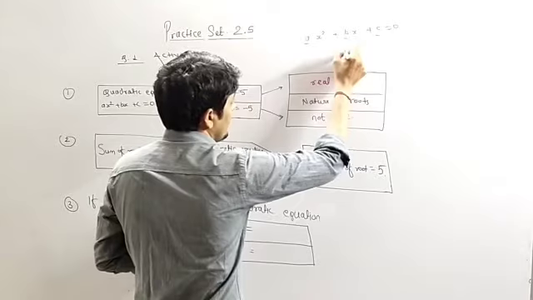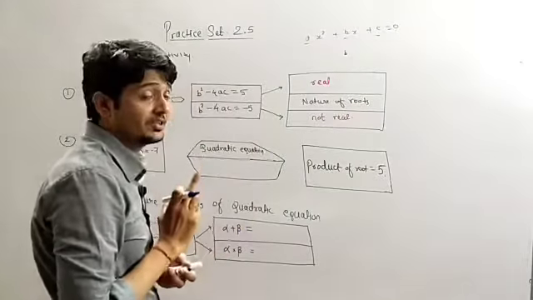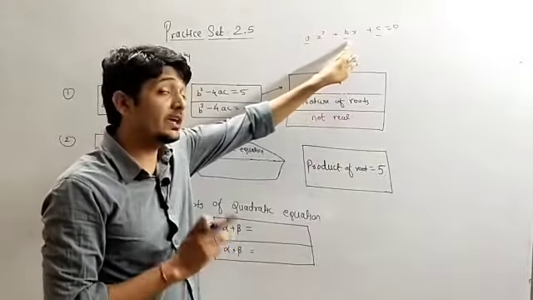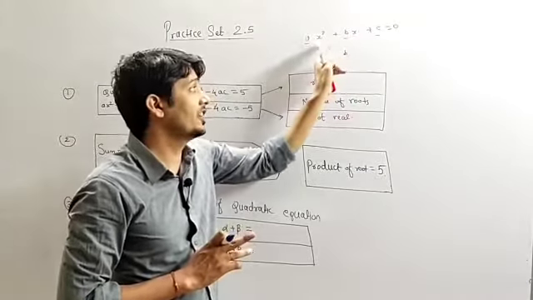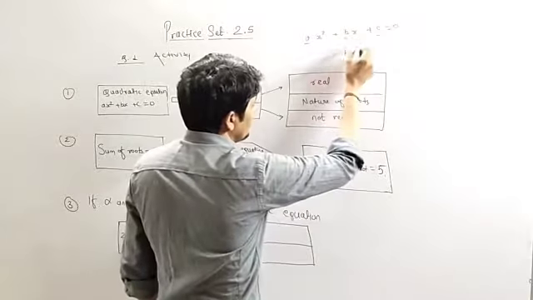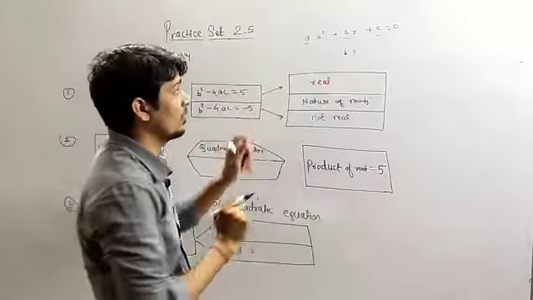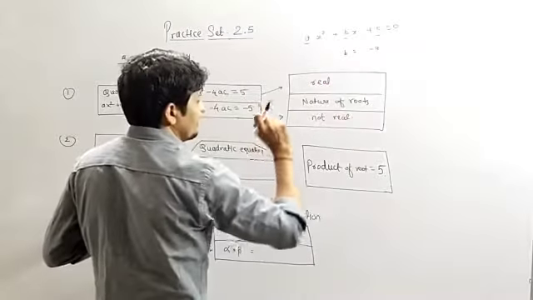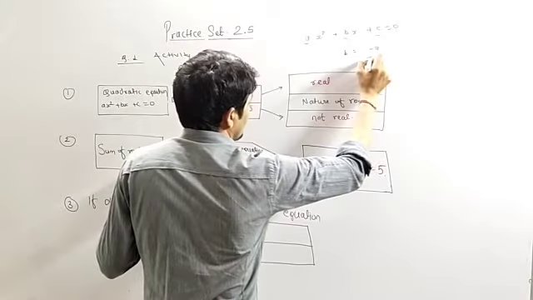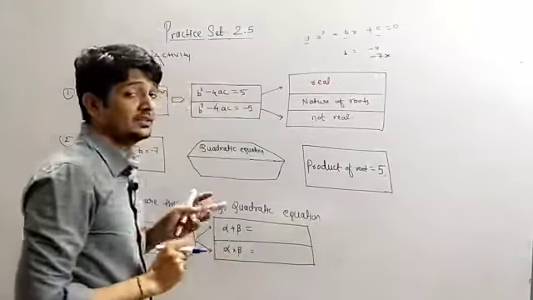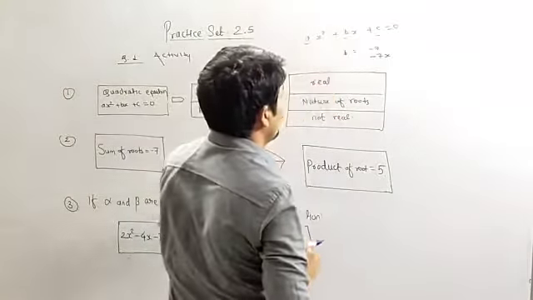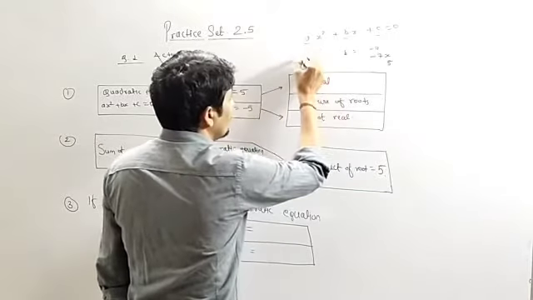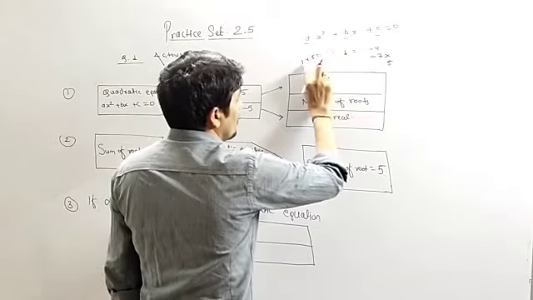When we solve by the factorization method, we factorize b into two parts, whose addition or subtraction should equal b, and whose multiplication should equal a times c. So b will be the product of, suppose, minus 7. Minus 7 we can write as minus 7x, and the product of a and c should be 5. Here we write 5 because a equals 1 and c equals 5, so 5 into 1 is 5.